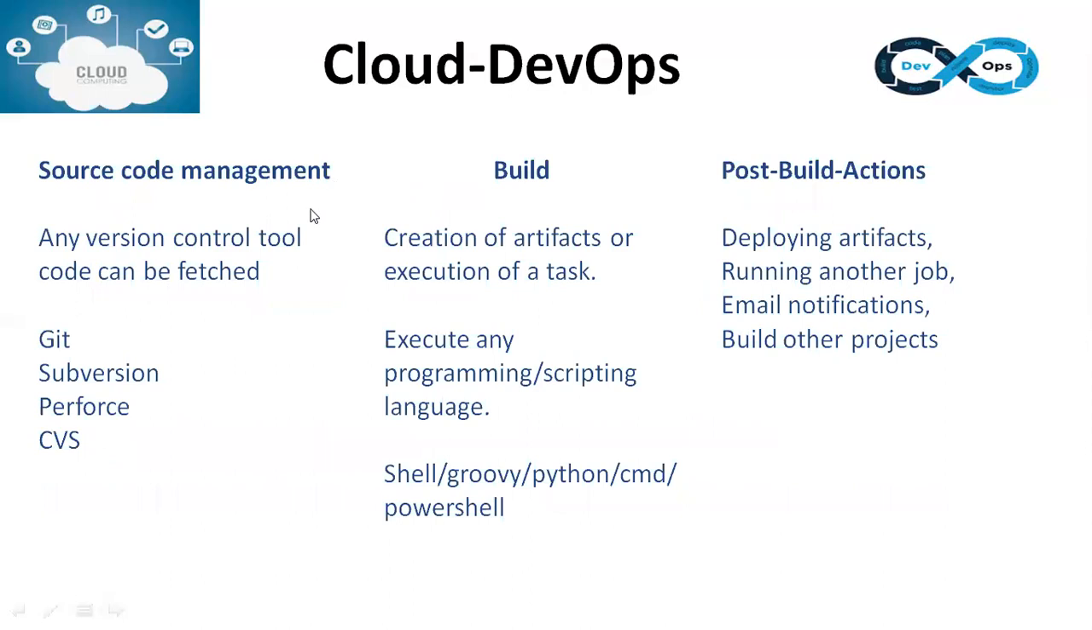In the source code management, you can configure any kind of version control tool. We know version control tools are Git, Subversion, Perforce, and CVS. In the build section, you can create your artifacts either by executing a task or any shell script or any Maven related commands. In the post build section, we can perform deploying the artifacts, running another job after this job, sending the email notifications about the status of the job, and building the other projects. All these things can be done.